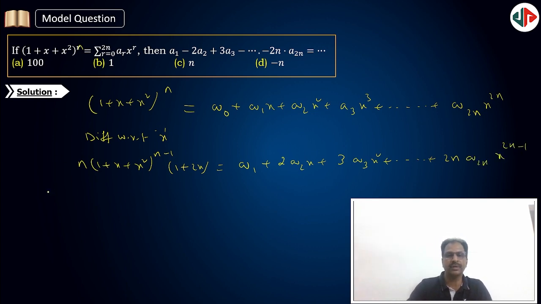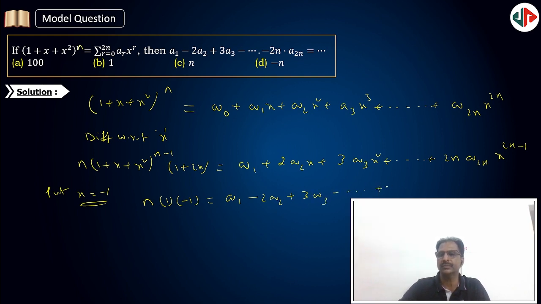Now to get the required value, we have to substitute x is equal to minus 1. Then only we get the required expression. Put x is equal to minus 1, then left hand side becomes n into 1 power n minus 1 into minus 1 is equal to a1 minus 2 into a2 plus 3 into a3 minus and so on minus 2n into a2n you will get. So this is our required value, which is minus n. Option D.